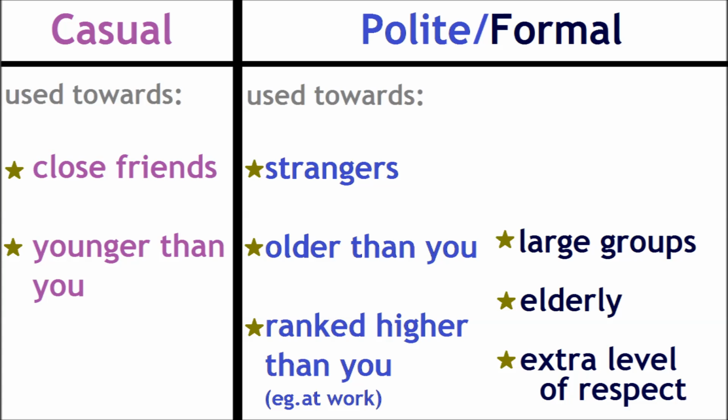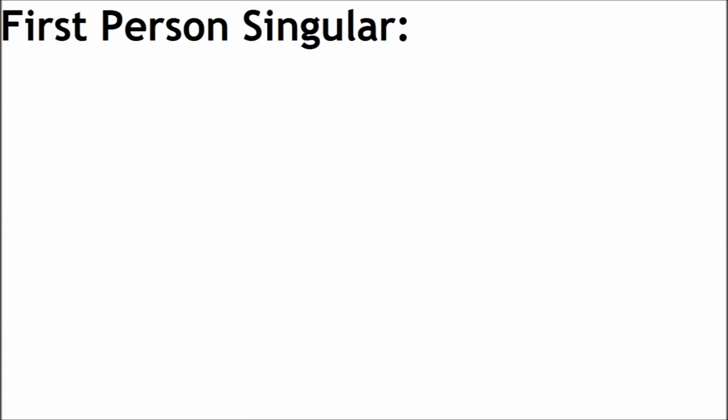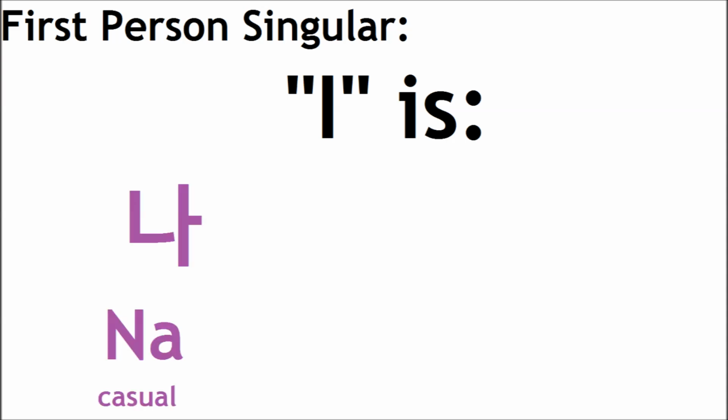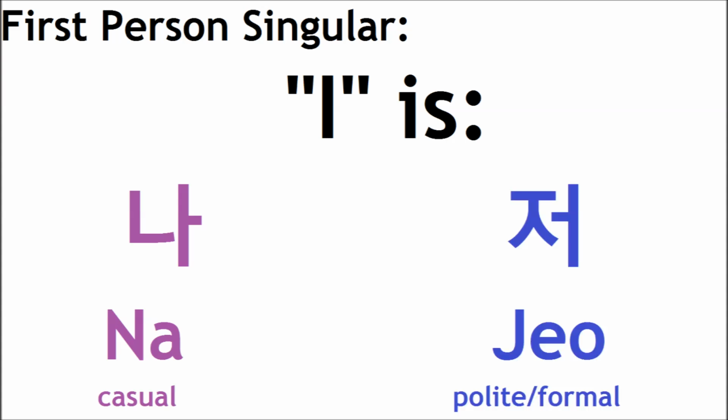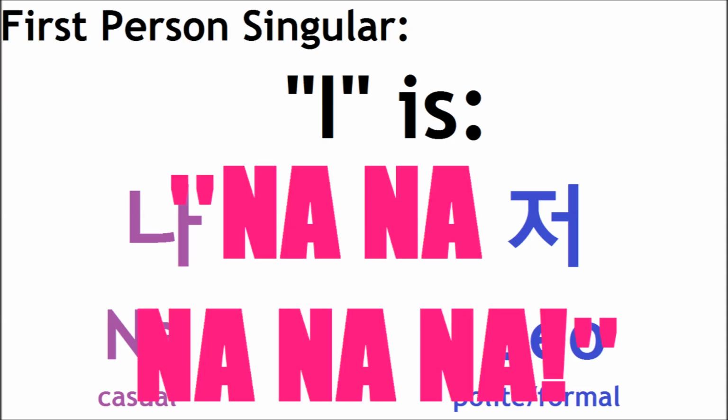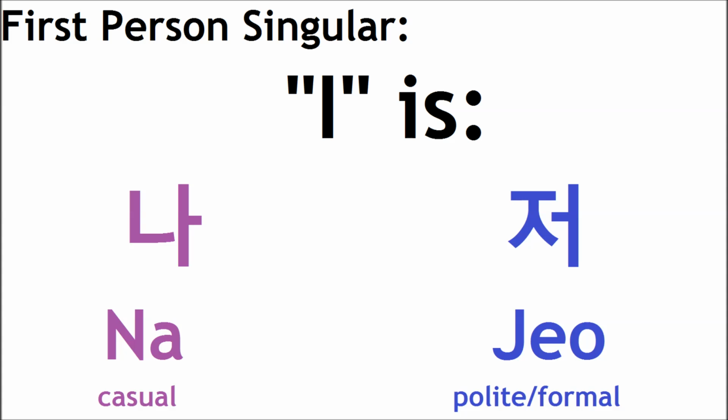Let's get started with first person singular. In English, it is I. In Korean, the casual version is na, and the polite/formal version is j. I remember the casual version of I by thinking of that taunt like na na na na na. It's not very polite, so never say na na na na na in polite speech. Say j instead. But this is fairly straightforward, right? We have casual na and polite/formal j. Well, not all Korean pronouns are that easy.